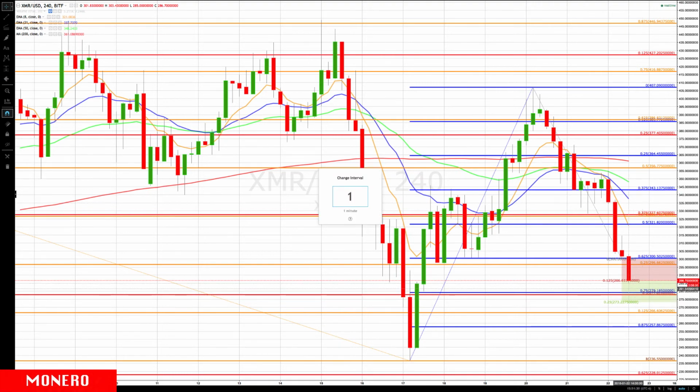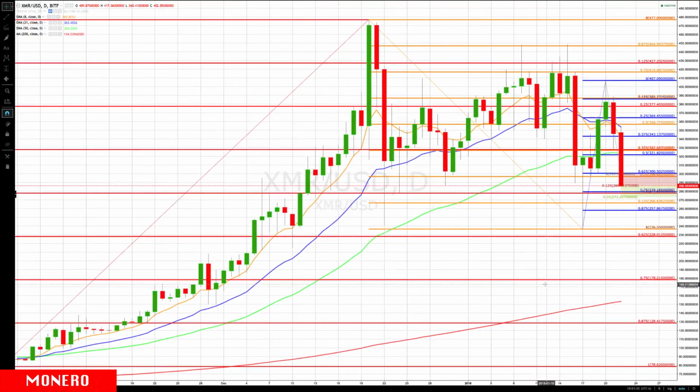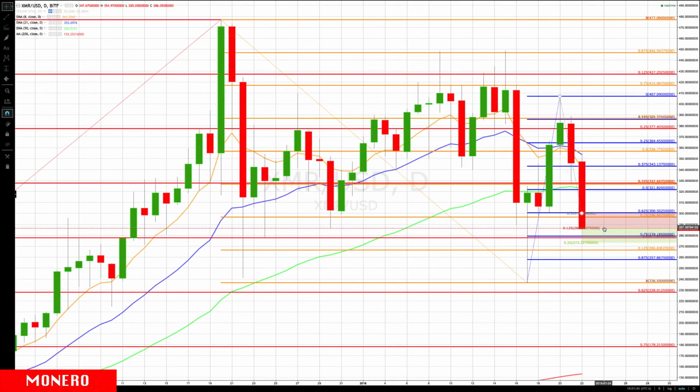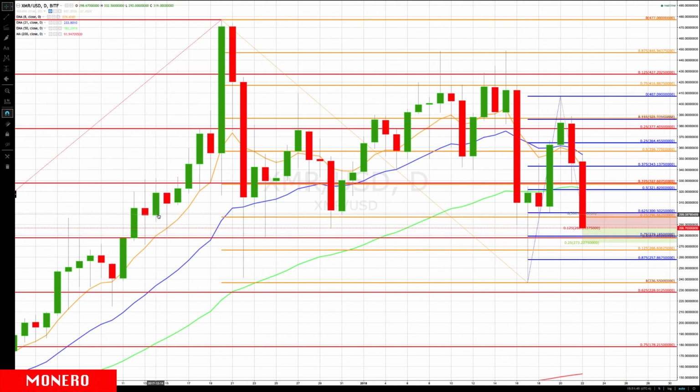Let's check the daily chart on Monero. So daily chart on Monero, if we close down here, that would be the lowest close, even with this major sell-off. That would be the lowest close since back in the middle of December, on the 13th of December. Or, yeah, we'd be closing below the 13th of December. So pretty weak market here.